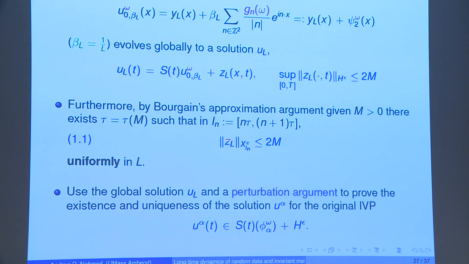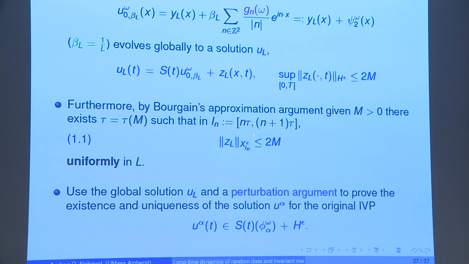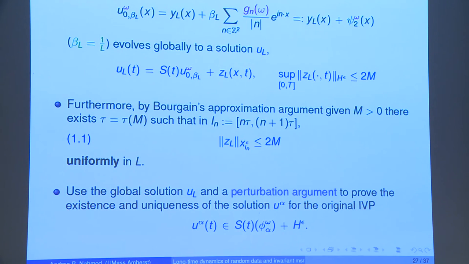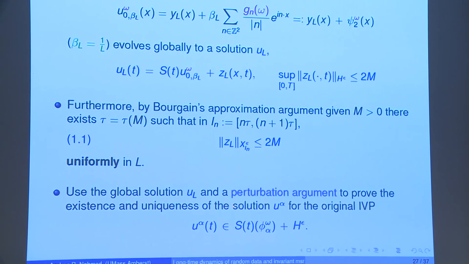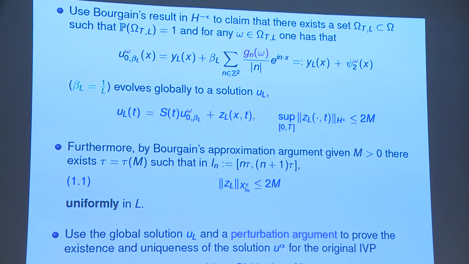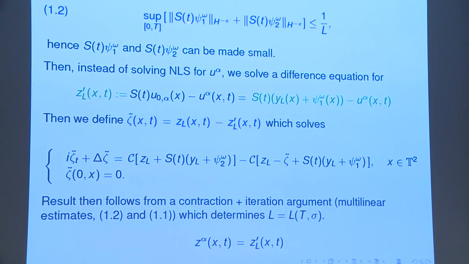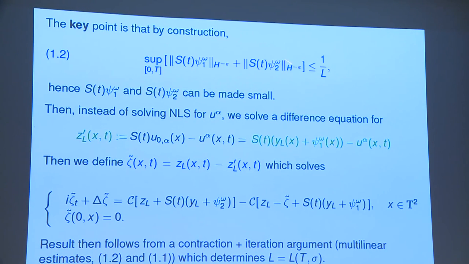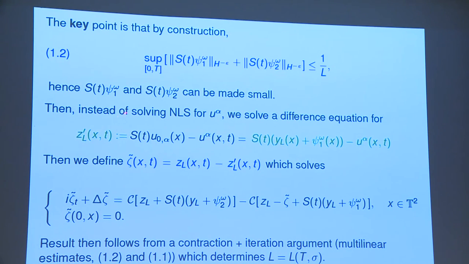So you also get these uniform bounds on these terms, in these XSB norms, on each iterative time step, uniform in L. So that's part of this approximation and iteration argument of Bourgain that I showed you before. Now you use that the UL is global to prove the existence and uniqueness of the U alpha that you want. The reason the perturbation argument works is because these norms are less than 1 over L. They are small, so these terms are small.